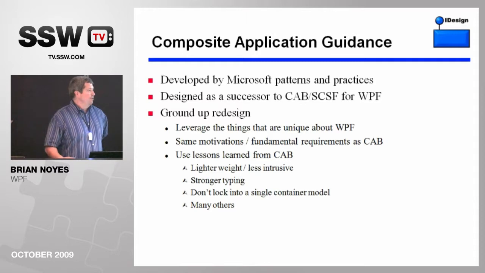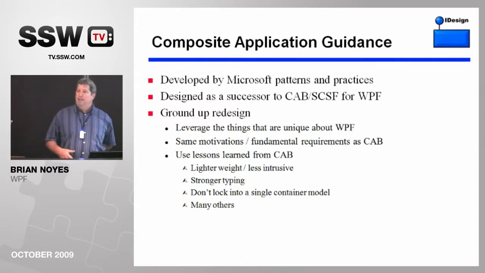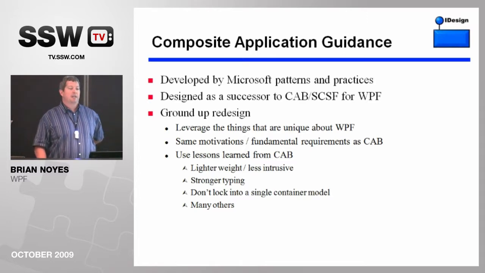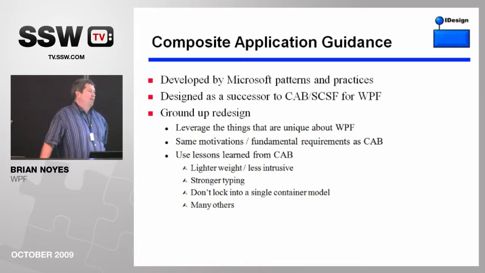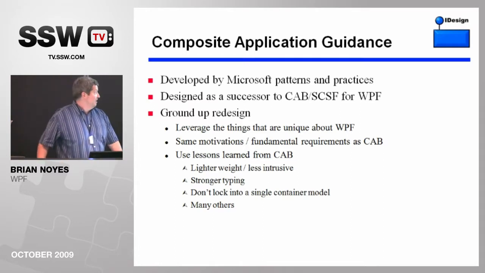What is it? Who created it? Patterns and practices, you probably heard of them. Enterprise Library, some of the application blocks and things. This is just another thing that they put together to try and say, here's the best way to build a particular kind of .NET application. It does have shipping code, but they can't call it a product because they're not a product team. So it is a set of guidance if you ask a patterns and practices guy.